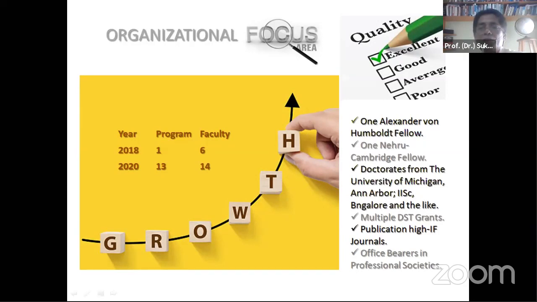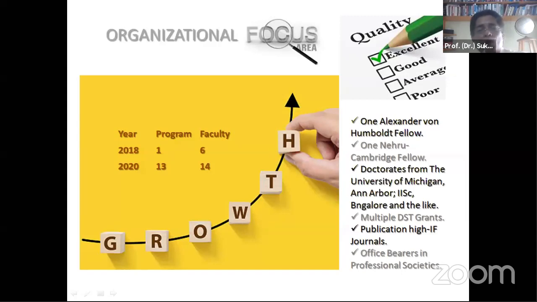One, the growth. As one can see, the school is growing fairly fast. In the year 2018, there was a single program in MTech in material science and technology. And in this year, there are 13. The number of faculty has also grown. However, we are not growing at the cost or at the expense of quality. We are trying to maintain quality as well.